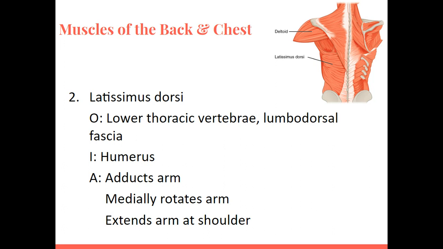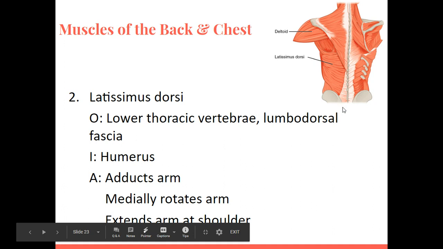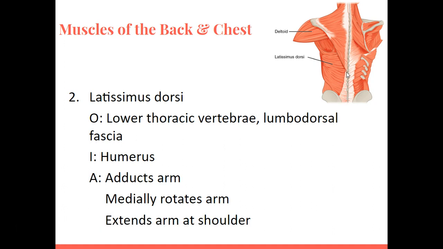Second muscle is called the latissimus dorsi. And latissimus means wide or widest, and dorsi means back, like your dorsal region. And so if you look at the latissimus dorsi, it's a really wide muscle in your back, which makes sense. And its origins are all along the inferior part of your back, so the lower thoracic vertebrae, and this thing called the lumbodorsal fascia, which, if you look right down here in this picture, is actually an aponeurosis back here in the lower back.